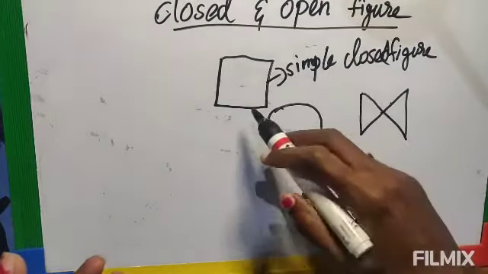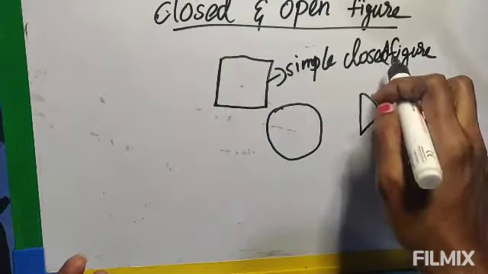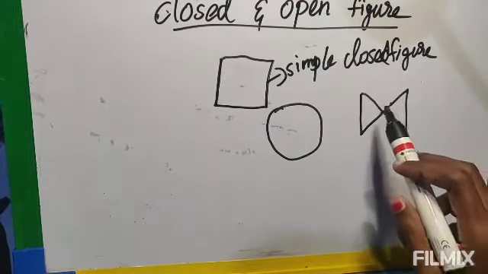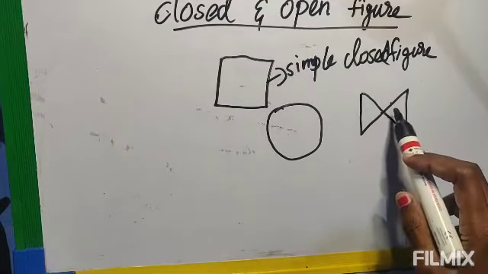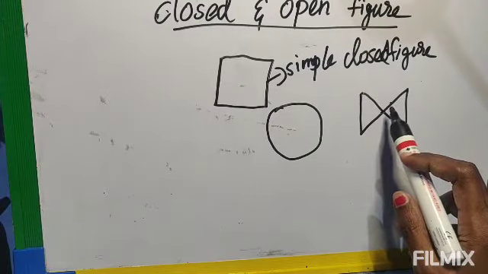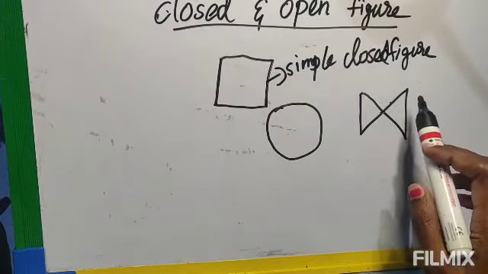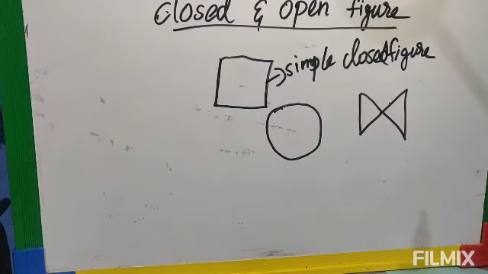Without meeting each other, if they start and end at the same point, that is a simple closed figure. If it starts and ends at the same point, but they meet somewhere, anywhere, then that is called just a closed figure. Again, in simple closed figures there are some differences also. So let's go into detail.